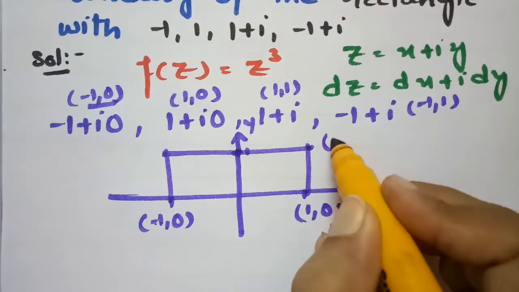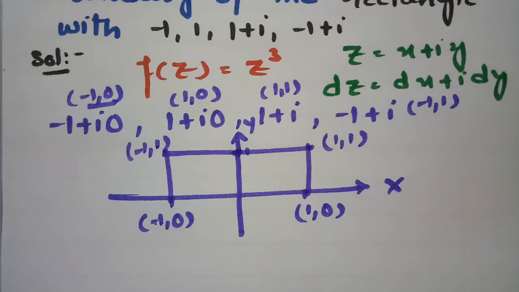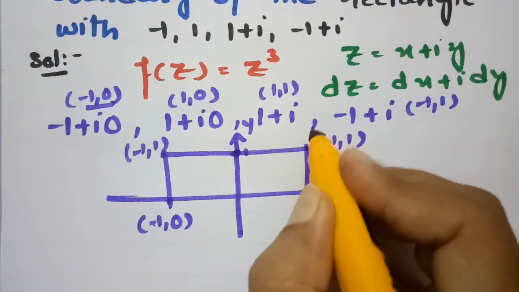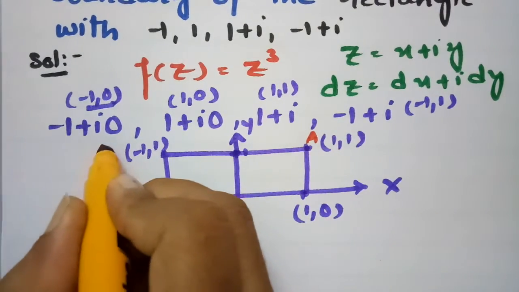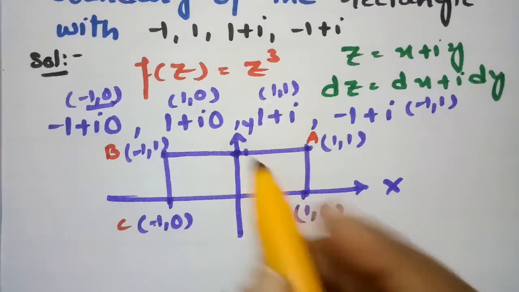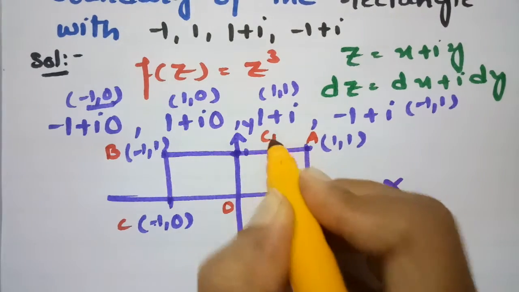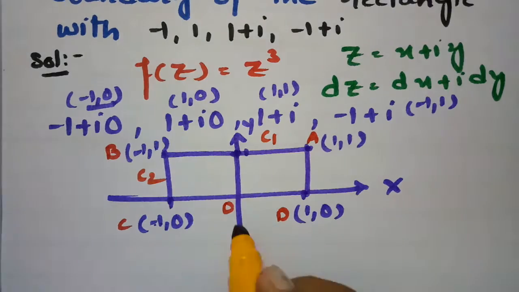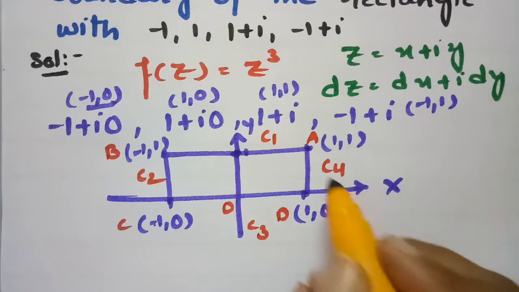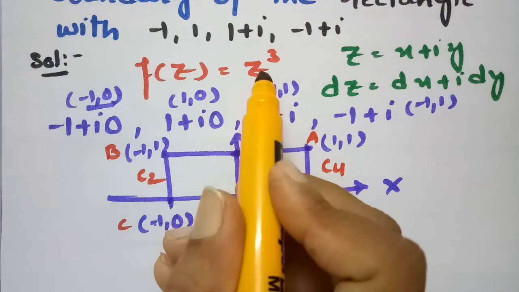So this is the point 1, 1, and this is the point -1, 1. It's clear. So the points we have to represent: this is the point A, this is the point B, this is the point C, and this is the point D, and this is the y-axis, and as you know this is the origin. We consider this as curve C1, this is curve C2, this is curve C3, and this is curve C4, and along all these four curves we have to find the integral of z cube.